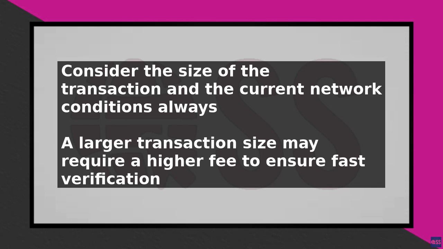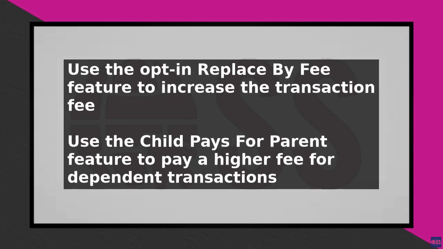Another option is to use the child pays for parent feature, which allows you to pay a higher fee for a transaction that is dependent on a previous unconfirmed transaction. This feature can help to speed up the verification of both transactions.